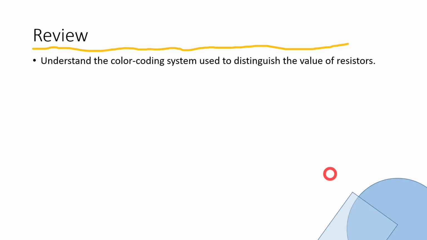Understand the color code system that is used to distinguish the value of the resistors. So if you want to pause, see if you can come up with that mnemonic on your own and write down on a piece of paper the values that each color represents.